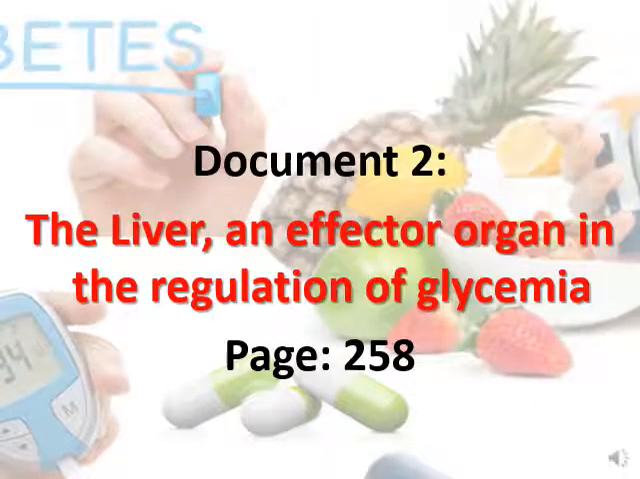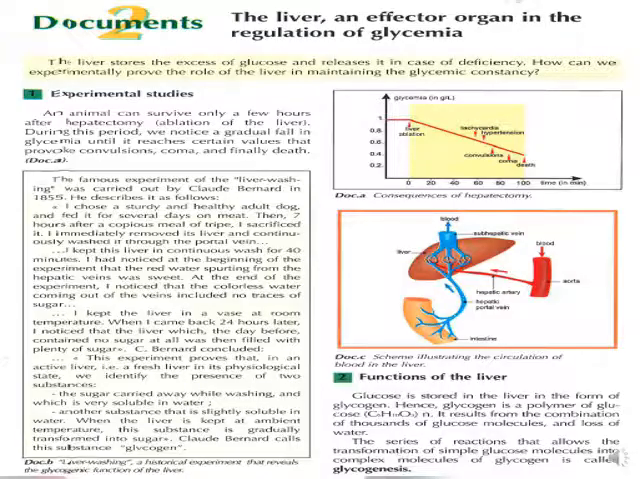Let's now move to document 2, the liver, an effector organ in the regulation of glycemia. So liver, an effector organ in the regulation of glycemia. The liver stores the excess of glucose and releases it in the case of deficiency. How can we experimentally prove the role of the liver in maintaining the glycemic constancy?